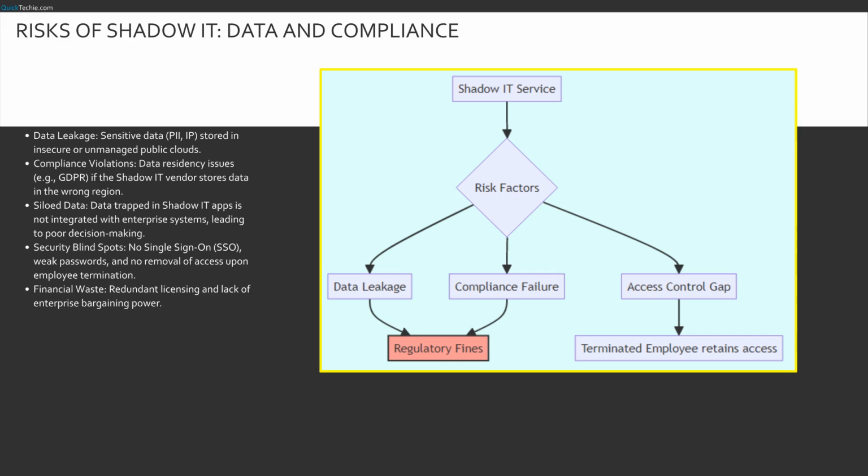The risks of shadow IT go beyond just unpatched servers. The biggest risk is data leakage. If that marketing manager uploads customer lists to an unvetted cloud provider, and that provider gets hacked, your company is liable. This leads to compliance violations, especially with laws like GDPR that mandate where data can live. Operational risks include siloed data. The business cannot report on data it can't see.